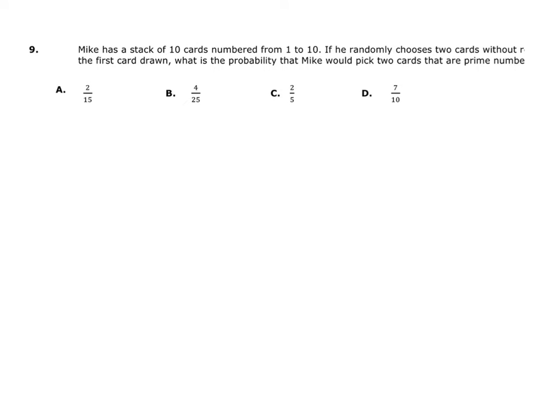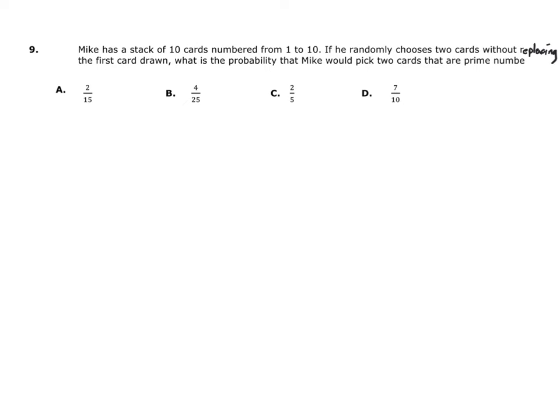Number 9 says Mike has a stack of 10 cards numbered 1 to 10. He randomly chooses 2 cards without replacing. Remember, we corrected that during the test. Replacing the first card drawn. What's the probability that Mike would pick 2 cards that are prime numbers?